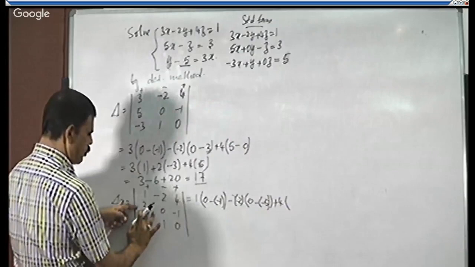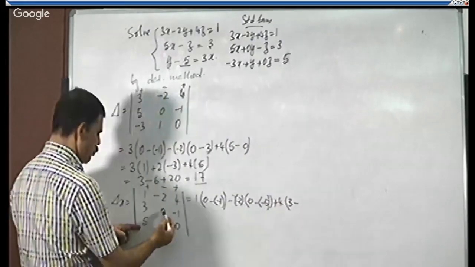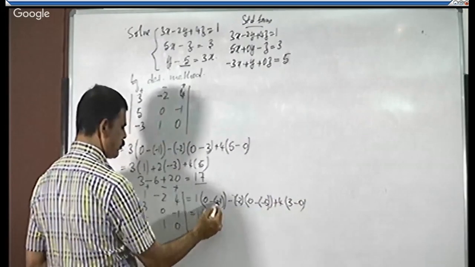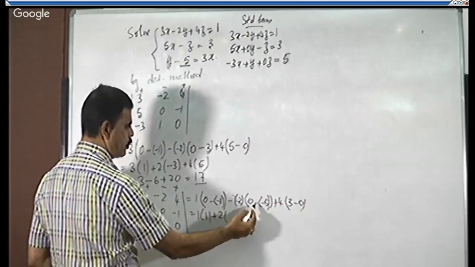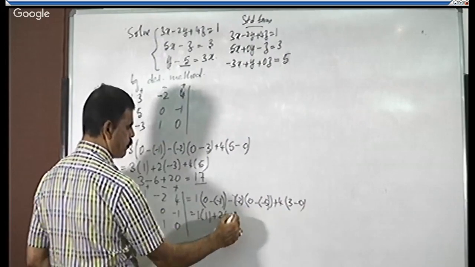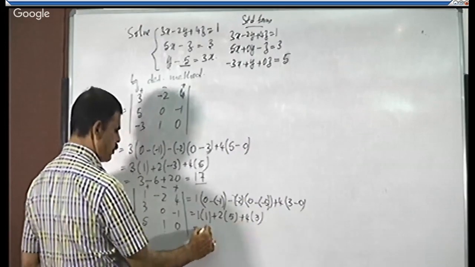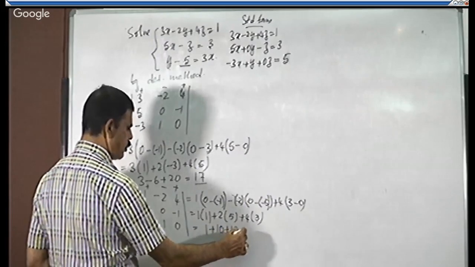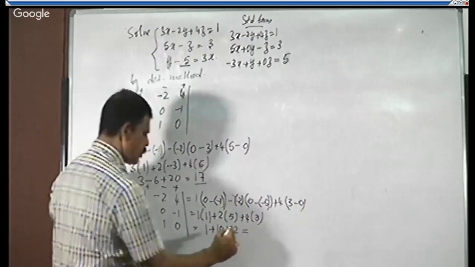Take the determinant value. 1 into 3, 3, 3, minus 0 into 5, 0. This is 1 into minus, plus 1. Minus of minus, plus 2 into 0 plus 5, plus 4 into 3. That is 1 into 1 is 1, plus 5 2s are 10, plus 4 3s are 12. It is 12 plus 10, 22, 22 plus 1 is 23.